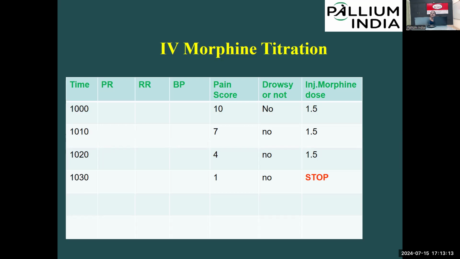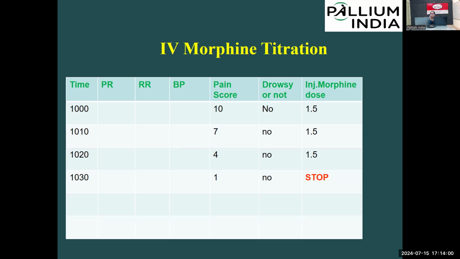A total of 4.5 milligram of injection morphine has been given to the patient, 1.5 milligram in every 10 minutes interval. Apart from recording the vitals, the most important is to record the pain score and the drowsiness of the patient. The endpoint of the titration would be either the patient has satisfactory pain relief or the patient becomes drowsy, whichever happens first. Hope this is clear to you. Do you want me to repeat this, or is this clear to you, the intravenous morphine titration process?